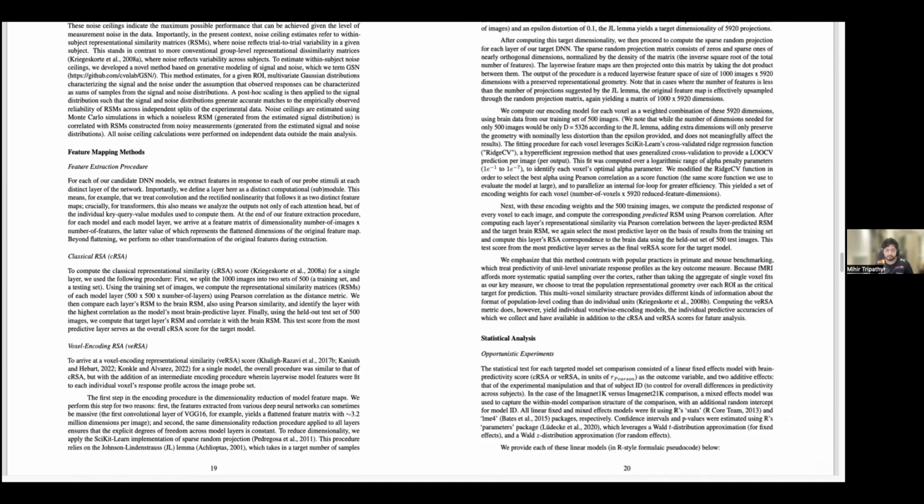Yeah. So how do you get from a model layer with an arbitrary number of features to the same dimensionality as the voxels, to do the correlation?